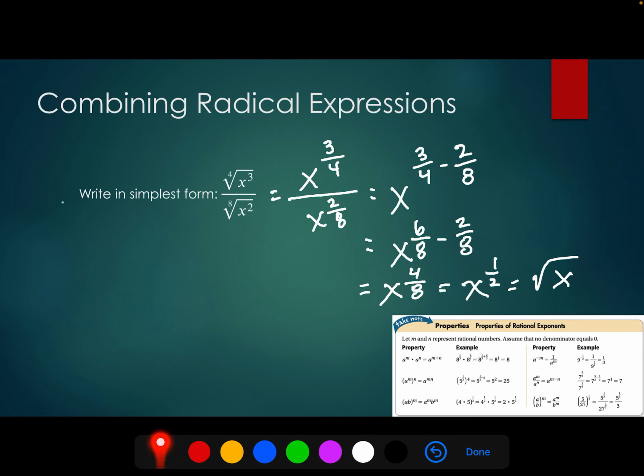So if you're ever faced with something like this, where you have to divide two radicals that have a different index, we can just rewrite them as fractions, or as exponents in exponential form. And then since it's being divided, we have to subtract those exponents. And then we simplify completely and we get our final answer.